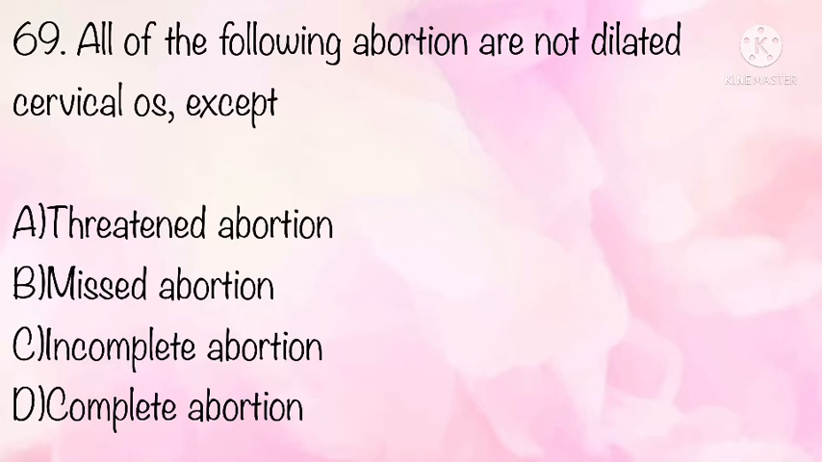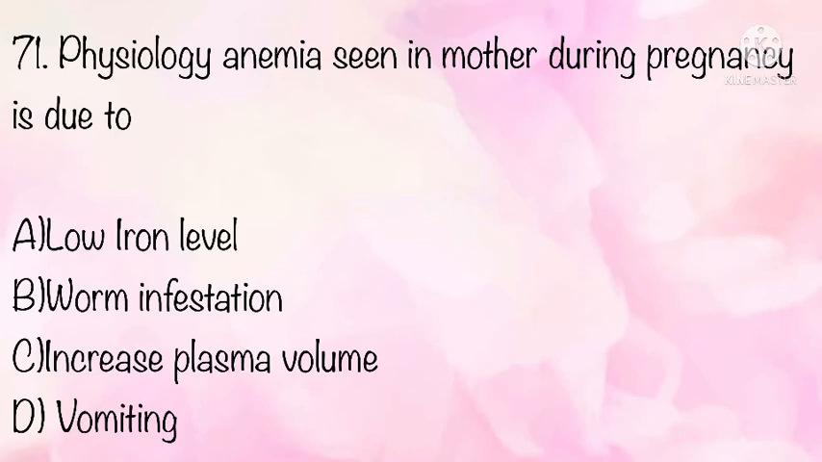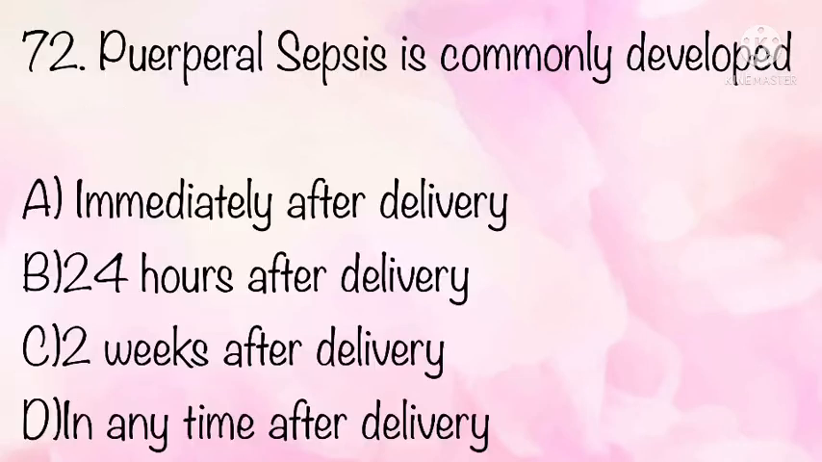All of the following abortions have a dilated cervical os except threatened abortion, missed abortion, incomplete abortion, complete abortion. The correct answer is C, incomplete abortion. During pregnancy, use of folic acid has reduced the risk of mental retardation, anemia, eclampsia, neural tube defect. The correct answer is D, neural tube defect. Anemia seen in mother during pregnancy is due to low iron level, womb infestation, increased plasma volume, vomiting. Correct answer is C, increased plasma volume.